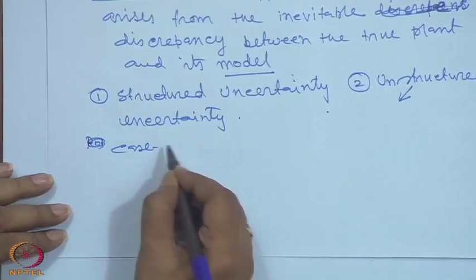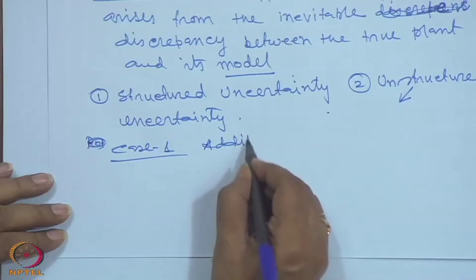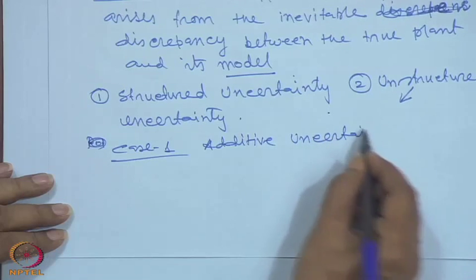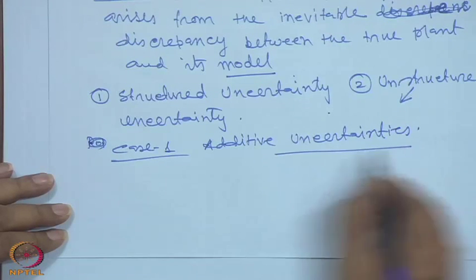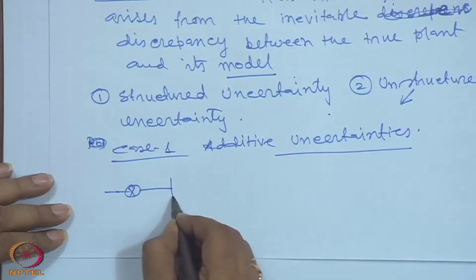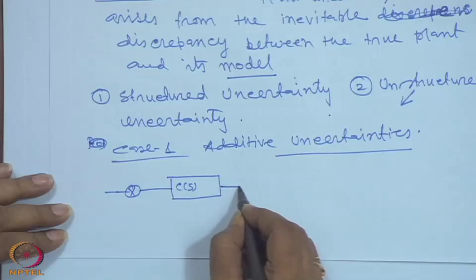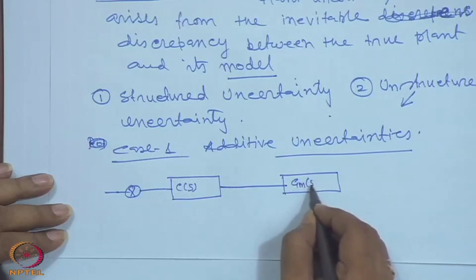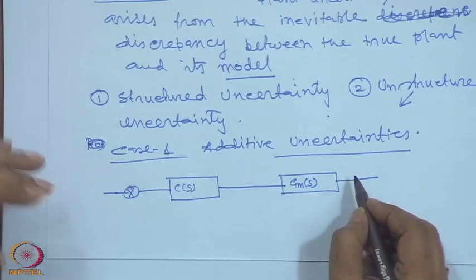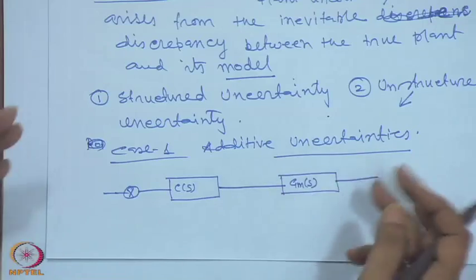Suppose first we consider the case of additive uncertainties. We have a system, we have a controller, we have a plant, and this is the model of the true plant. When we are doing the plant model, some of the issues we have not taken into consideration. If you get the model from frequency response, some of the high frequency signal effects, where the plant magnitude is very small and is highly corrupted with noise, that part we are not able to model. The high frequency part of the system we will not be able to model.